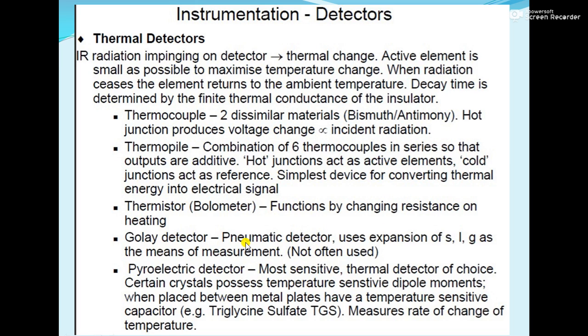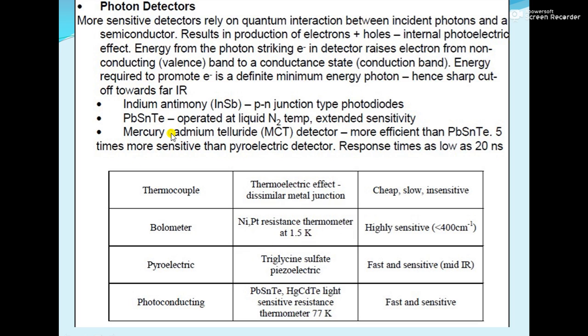Golay detector, it is a sensitive gas thermometer containing xenon. In the Golay thermometer, the xenon gas is used. So in this way, different types of detector can be used. Photon detector: as you can see, in the photon detector the indium antimony, lead, tin, tellurium antimony. So there are different compounds that can be used for the photon detector.